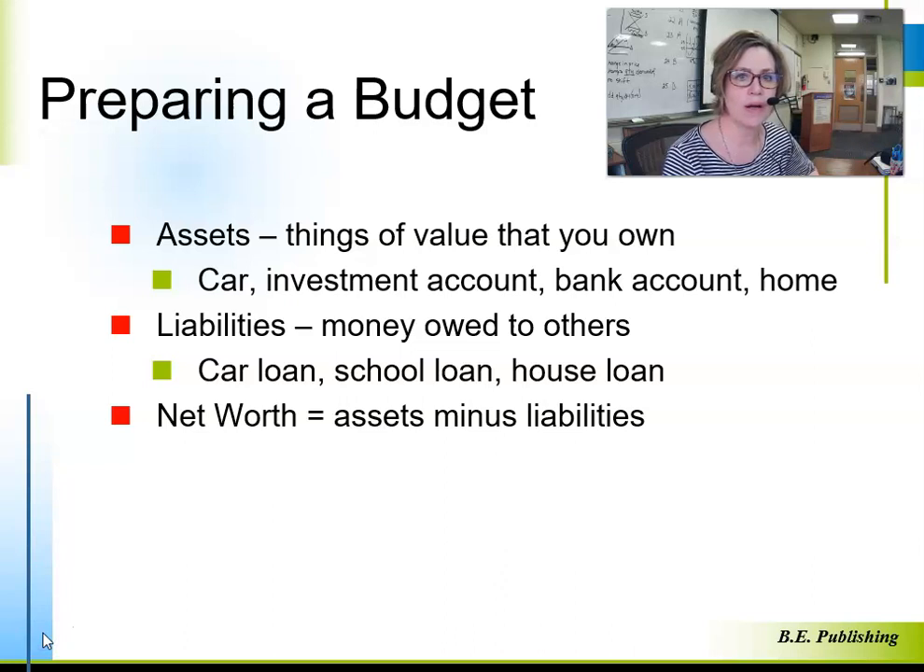Some terms or definitions related to the budgeting process. First of all, an asset is something of value that you own. So a car, for example. Liabilities, in contrast, are money that you owe others. So a student loan, a car loan, a home loan. And your net worth is the difference between assets and liabilities.